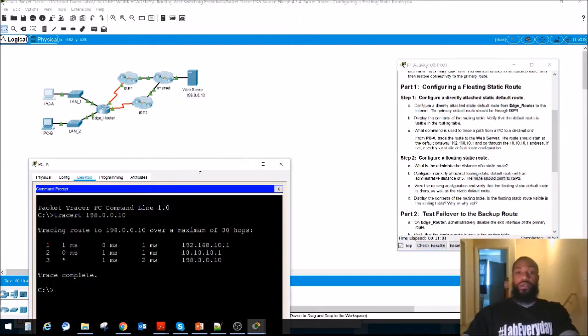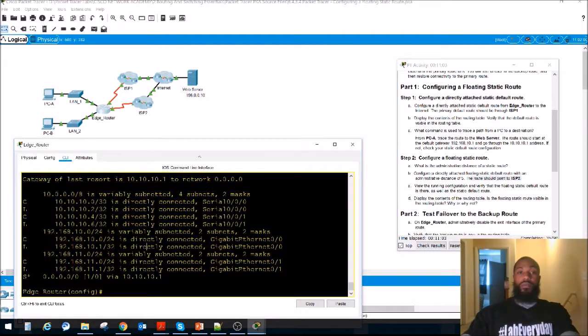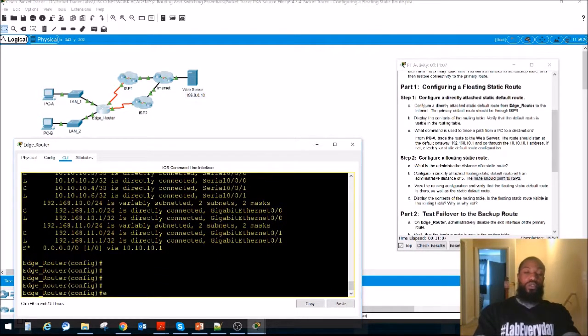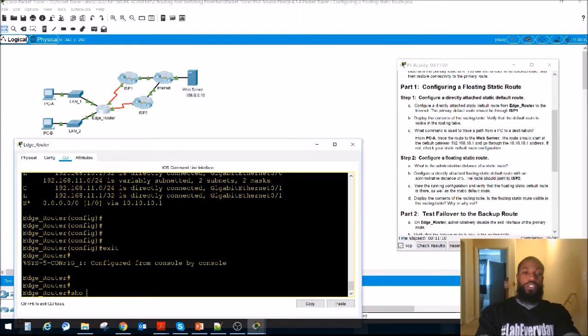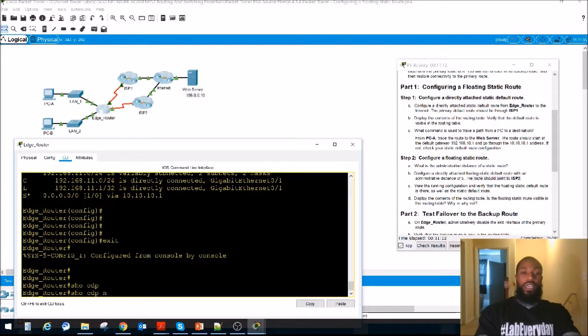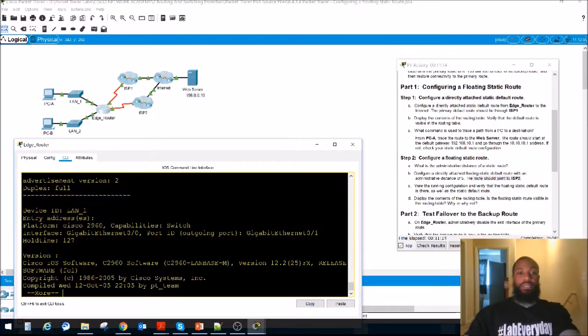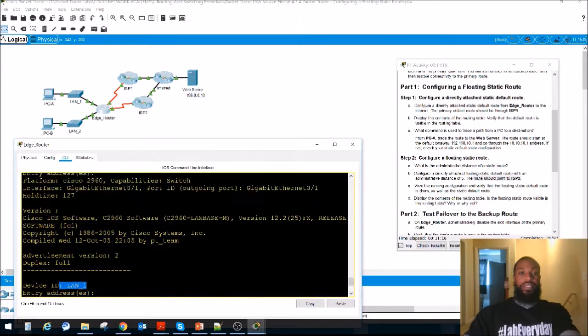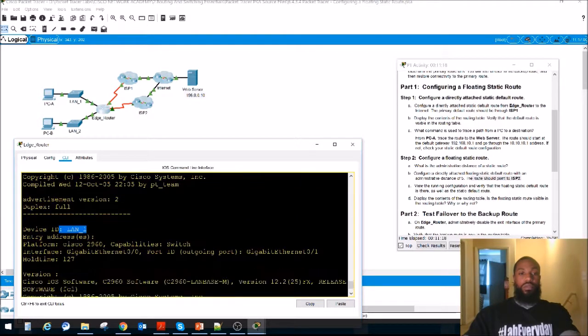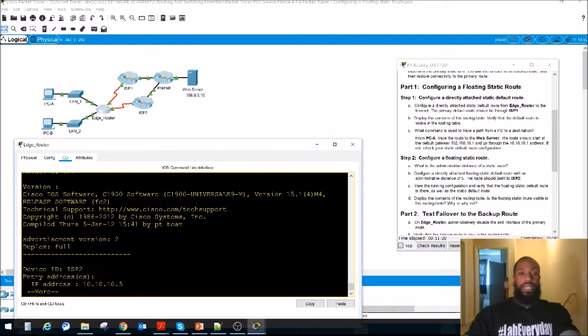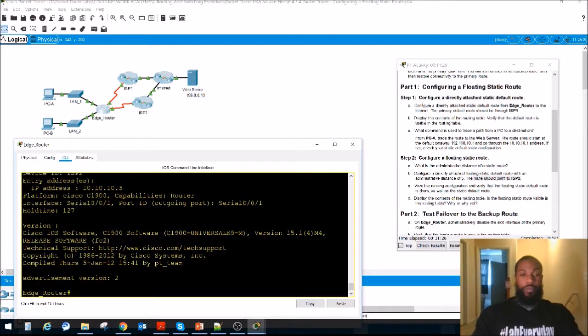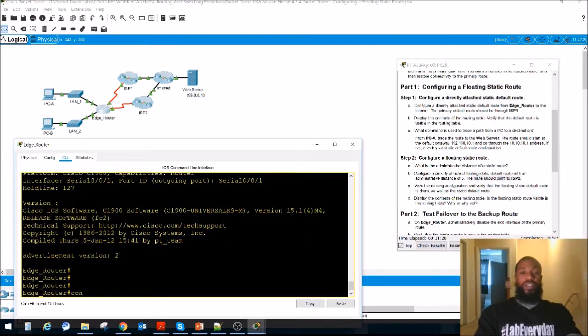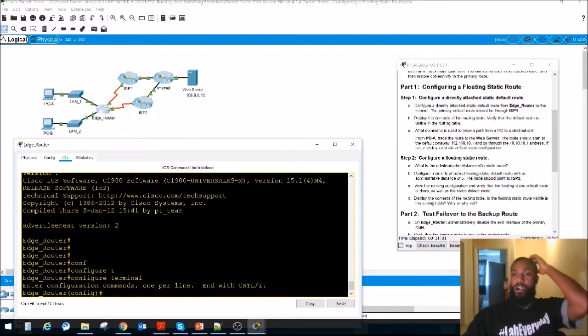So the way we're going to do that is go back to the edge router. We said our ISP2 was, let's do show CDP neighbor detail. ISP2 was, that's LAN 1, right? LAN 2. ISP2, that's the IP address for ISP2. I'm going to copy that, right? And then let's go to configure terminal so we can create our static route.